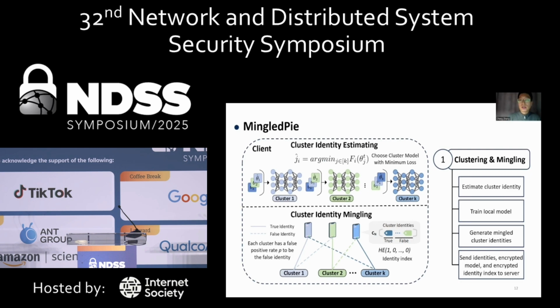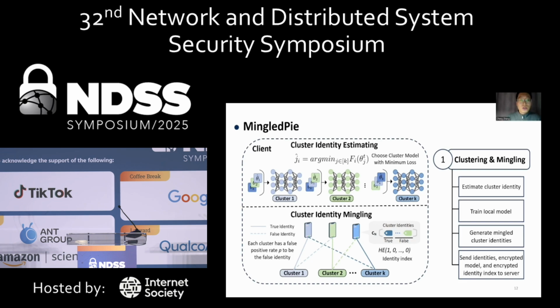Specifically, we use a client-side clustering algorithm that sends all cluster models to the clients and lets the clients evaluate their true cluster identities. Then the clients train the local models and generate mingled cluster identities based on a false positive rate P. The process of generating false positive cluster identities is similar to public key message detection. It uses a hash function with collision probability P to find other clusters that collide with its true cluster identity, and uses them as its false positive cluster identities.